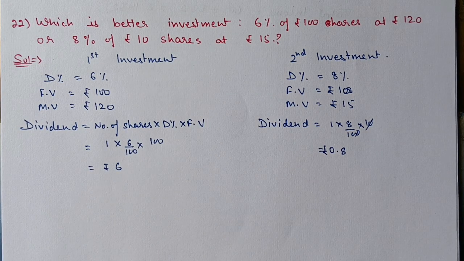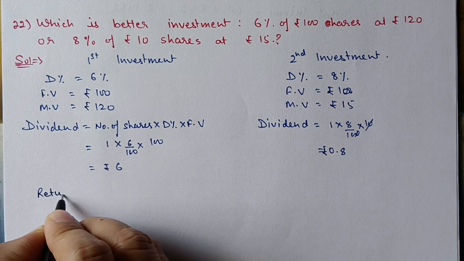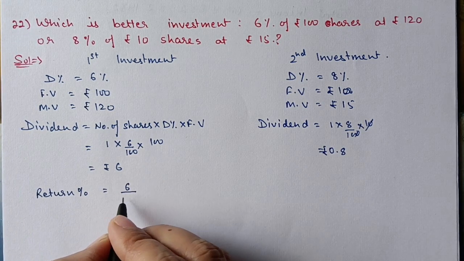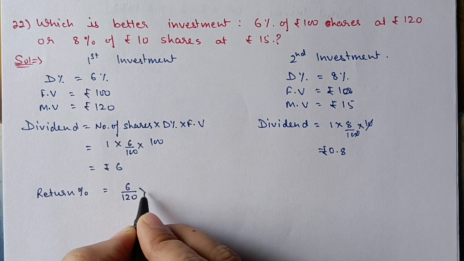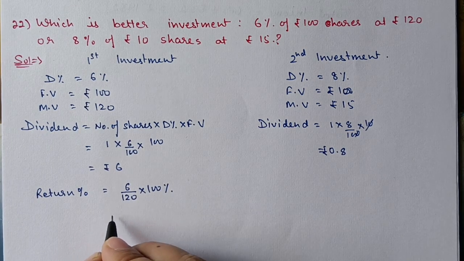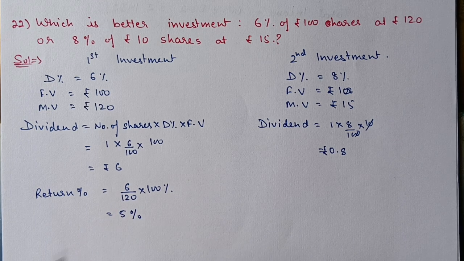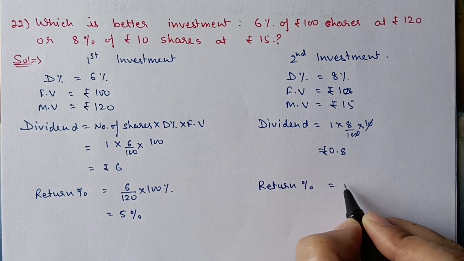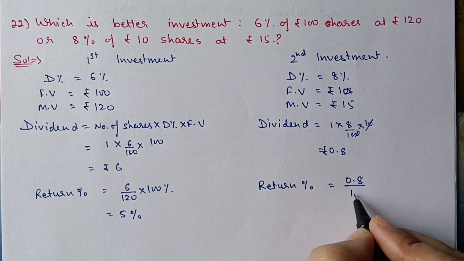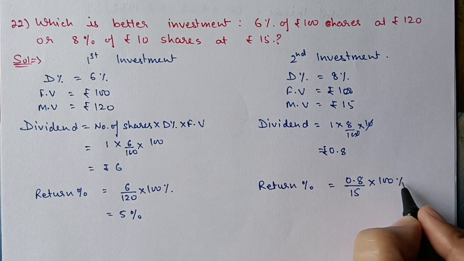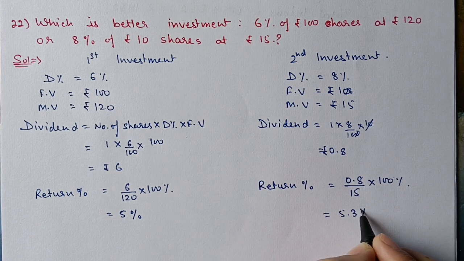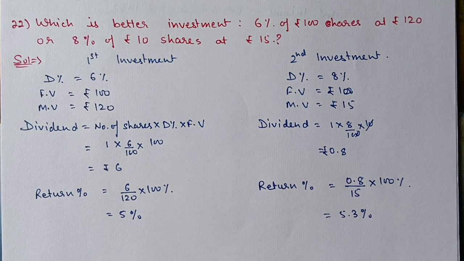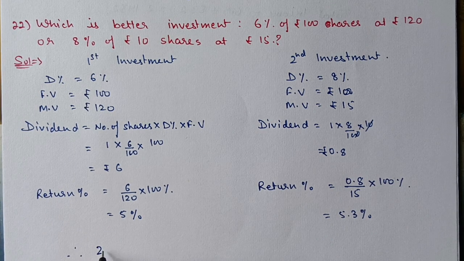Now we will calculate the return percentage for the first company. Return percentage is dividend upon investment. Dividend is 6 rupees, investment is 120 rupees, into 100%. So after calculation we are getting a 5% return. We will do the same thing for the second one. Dividend we are getting here is 0.8, investment is 15 rupees into 100%. After calculating, we are getting 5.3%. So you can see that in the second investment we are getting more return. Therefore, the second investment is better.